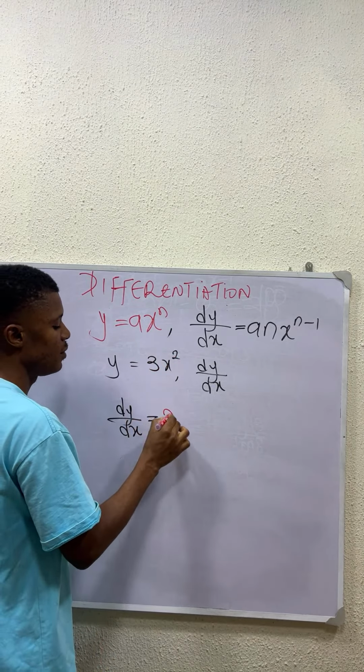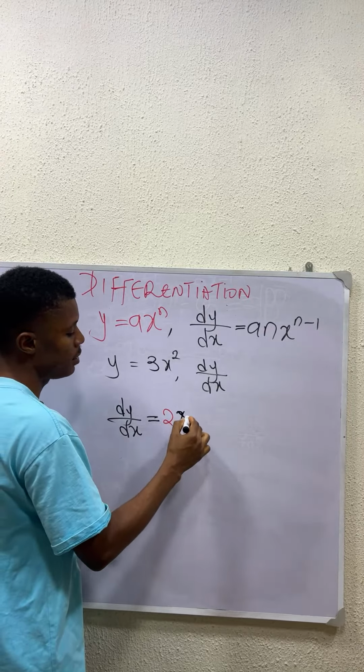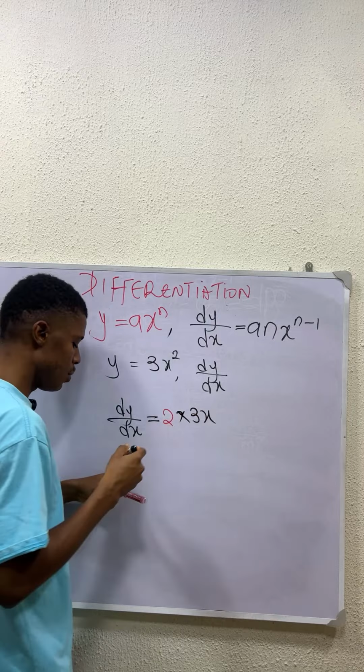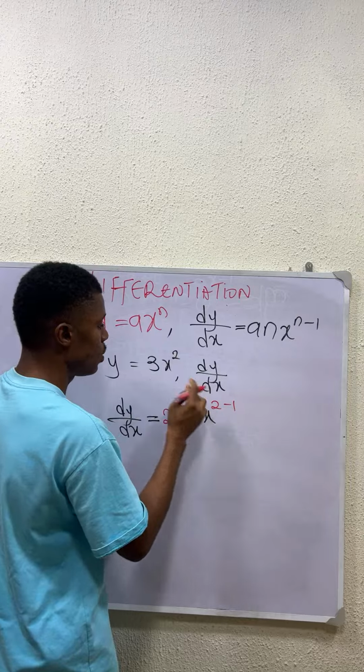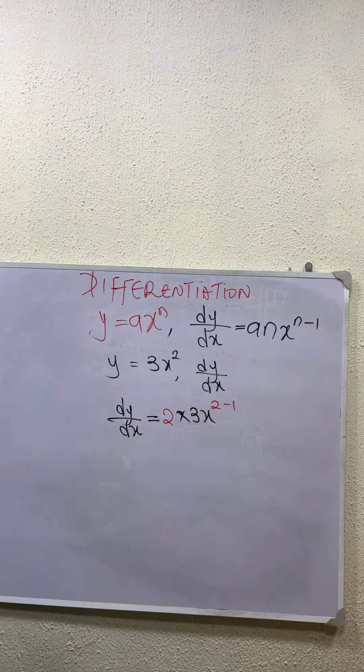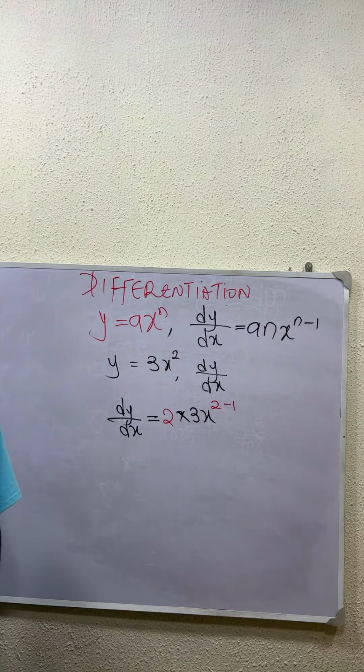So what do we have? We have 2, which is the power, multiplied by 3x. Then we don't just leave it like that. We now do 2 minus 1, that's the power minus 1. That's actually how we differentiate a variable.